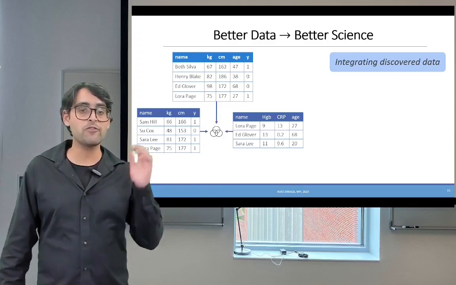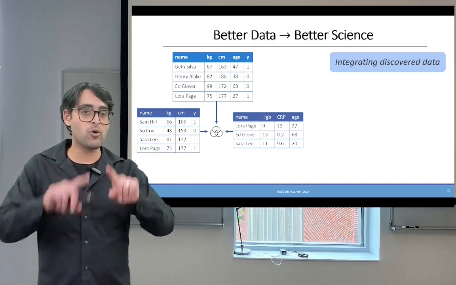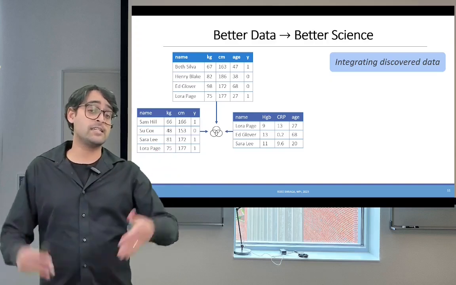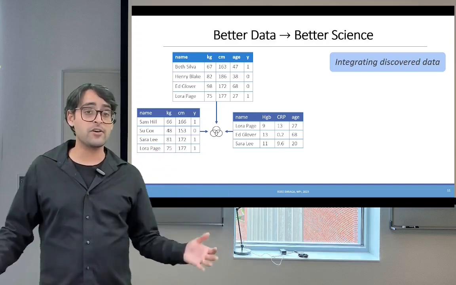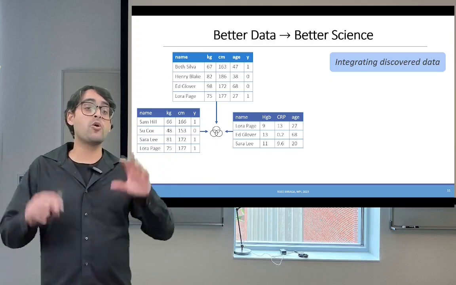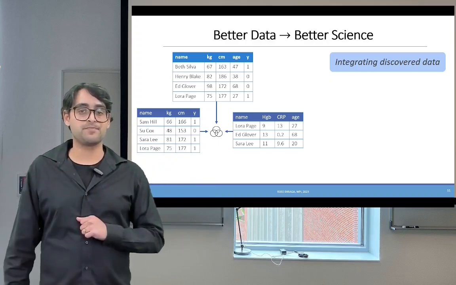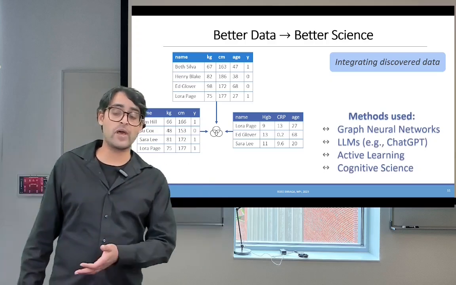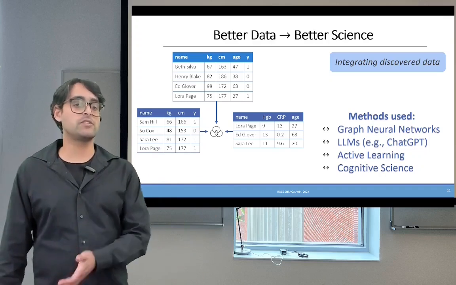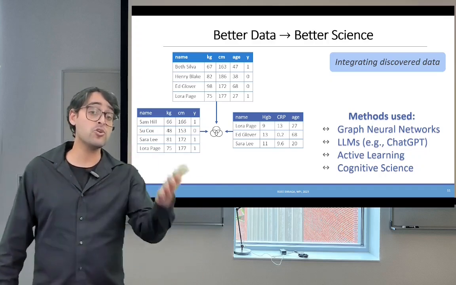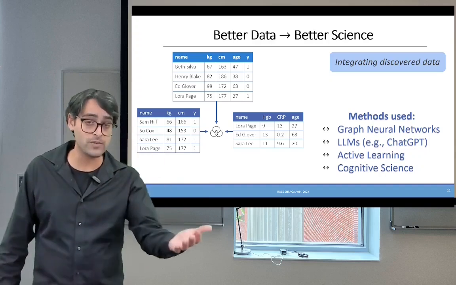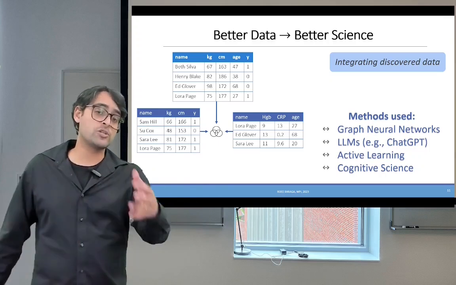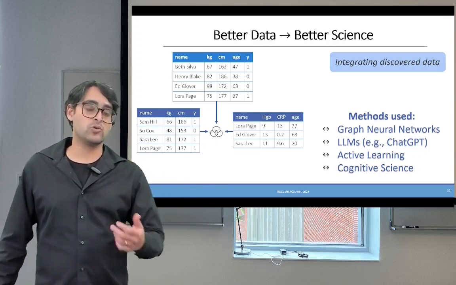In other words, we try to find efficient and automated ways to combine these pieces of information, for example, the scientist data set and additional data set that they discovered, together to come up with one efficient combined view of the data set. The methods that we use for this research range from graph neural networks and large language models such as ChatGPT to cognitive science. Specifically, we look at how humans perform these tasks, to try to benefit from ideas and insights for our machine learning automated solutions.